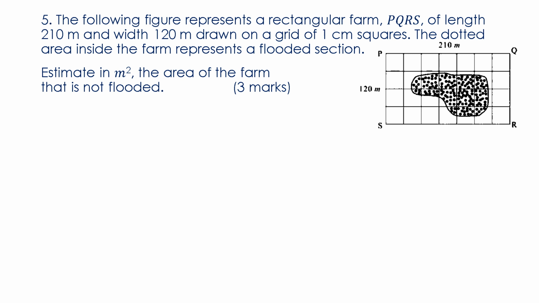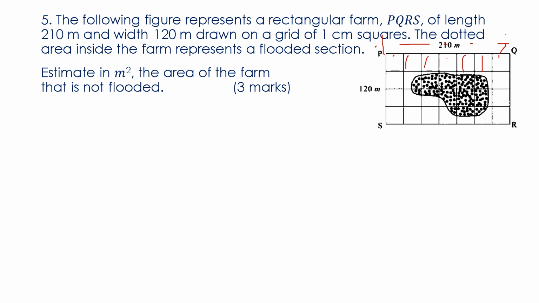On the length side we can see that they have used 1, 2, 3, 4, 5, 6, 7 squares. And the actual length is 210. So what is the size of each square on the actual field? You take 210 and divide by 7. So each square is 30 meters, or the length of each square is 30 meters.